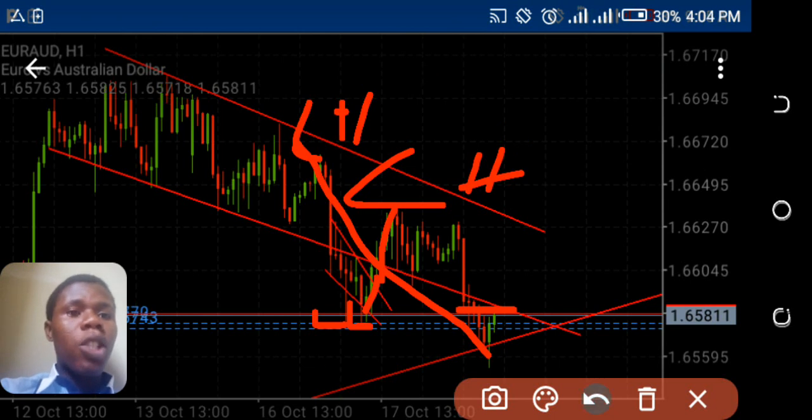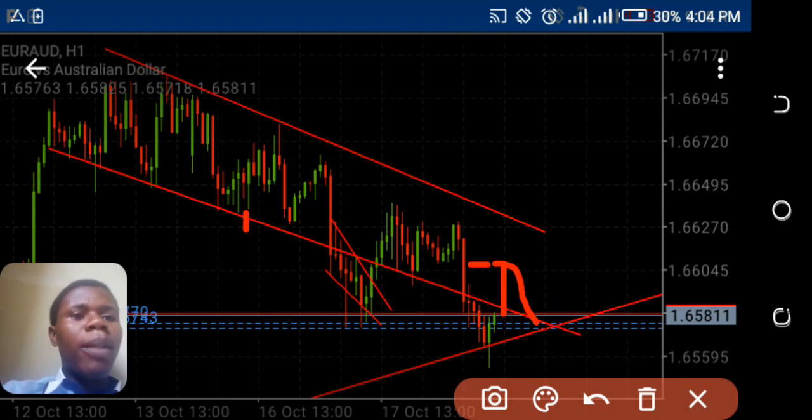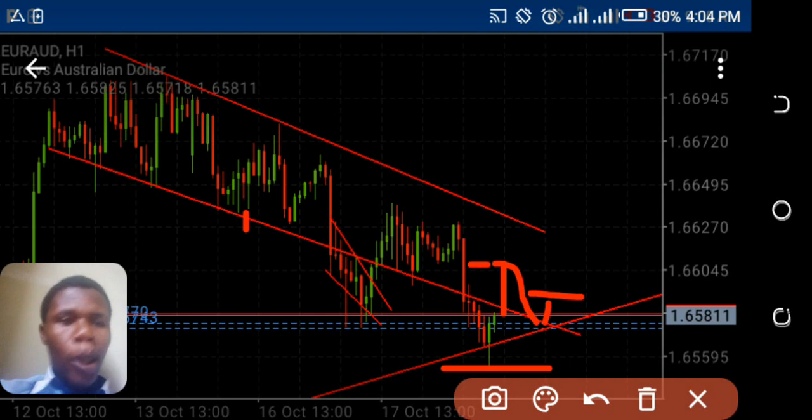Now let's talk about the other entries that you can actually look for. If you miss this one, you can look for another entry. Now the other entry will be this. There's another block here, lower time frame. The market will retrace back to this trend line. Don't forget this trend line, it will retrace back to it. This retracement here, there will be an entry. You can enter the market here and put your stop loss here. That's another one.